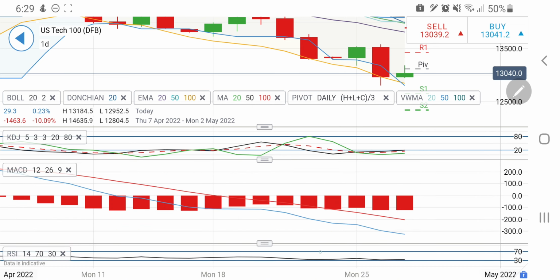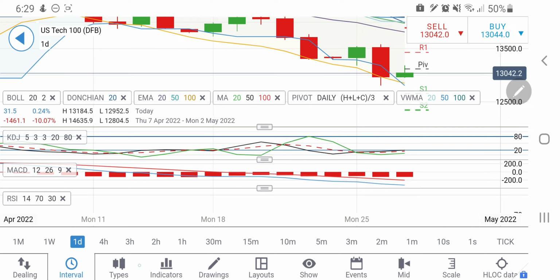I'll be watchful. MACD is still on sell here. MACD is widely divergent and strongly bearish out there. RSI is near the oversold zone. So considering this, let me give you the trading levels for the day.